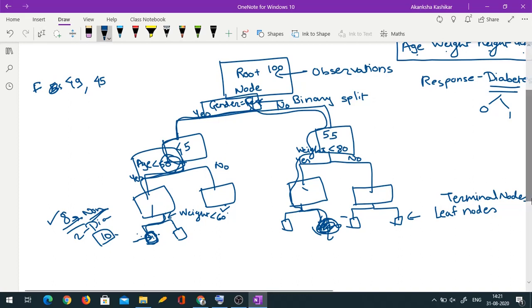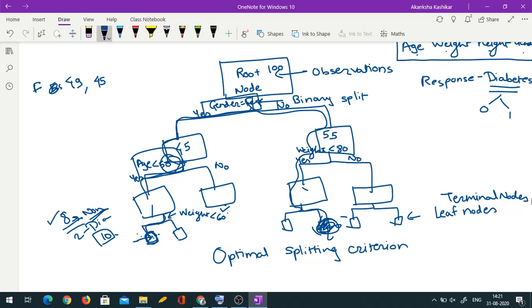So this is what the algorithm does. The job of the algorithm is to find optimal splitting criteria in some sense. At every step, the algorithm will try to find the optimal binary splitting criterion, and it would create new subclasses based on that splitting criterion.